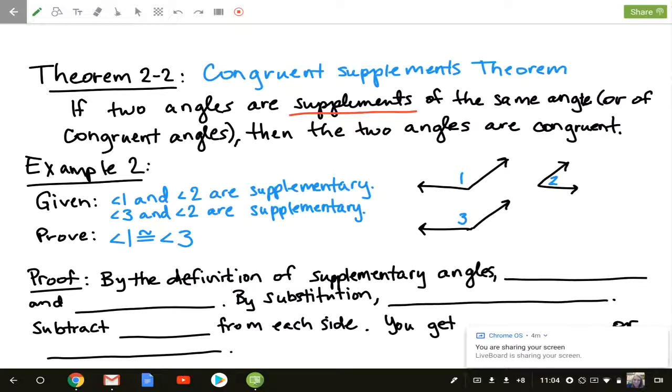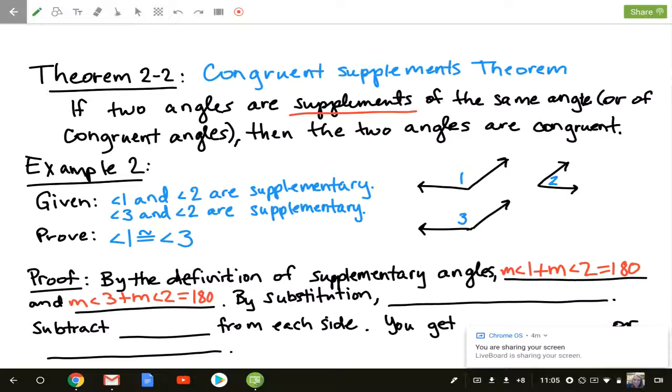So I start out using the definition of supplementary because that came from my given statement. By the definition of supplementary angles, if angle 1 and angle 2 are supplementary, that means the measure of angle 1 plus the measure of angle 2 equals 180. And also, since they told me that angle 3 and angle 2 are supplementary, I can say the measure of angle 3 plus the measure of angle 2 equals 180.